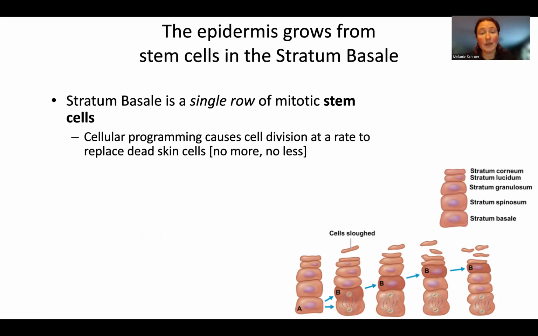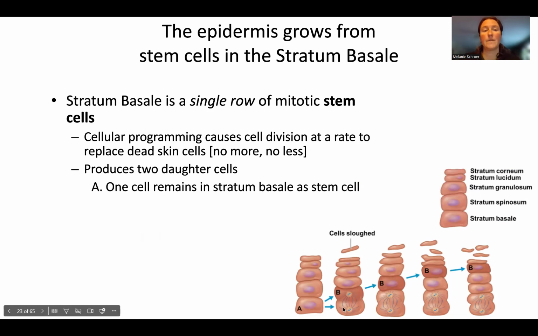Cellular programming causes these cells to divide at a particular rate, which essentially matches the rate of apoptosis, like I talked about earlier. So this is kind of a section through the epidermis. This is one of those stem cells within the stratum basale. It undergoes the process of mitosis, producing 2 daughter cells. One of those daughter cells, A, is going to remain behind and stay in the stratum basale, and it's going to keep on dividing, keep on making more and more cells.